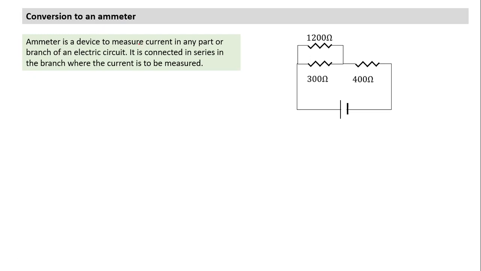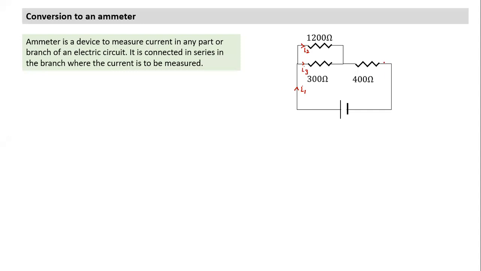So what is an ammeter? Ammeter is a device to measure current in any part or branch of an electric circuit. It is connected in series in the branch where current is to be measured. So let's understand, suppose this kind of circuit is given. If this current is I1 here, it branches out, this may be I2, this may be I3.